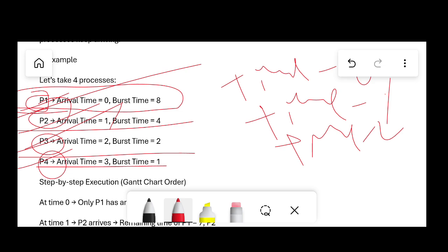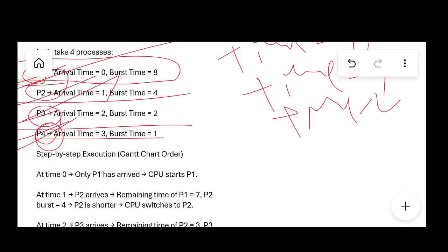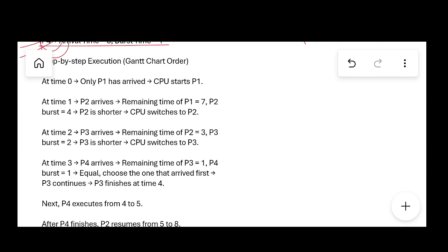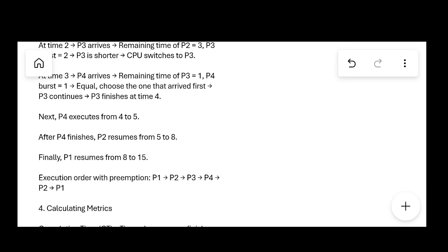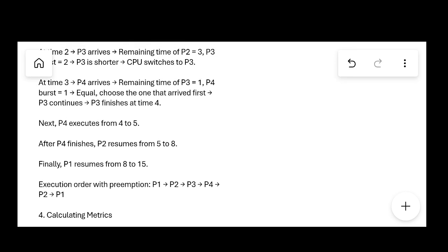And at time 3, P4 arrives. The remaining time of P3 is 1, and the P4 burst is 1. Both are equal, so the process that started earlier, P3, continues and finishes at time 4. Next, P4 executes from 4 to 5. After P4, P2 resumes from 5 to 8. And finally P1 resumes from 8 to 15. So the execution order with preemption is P1, P2, P3, P4, P2, P1.